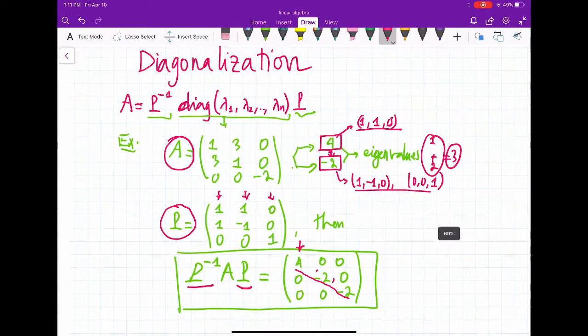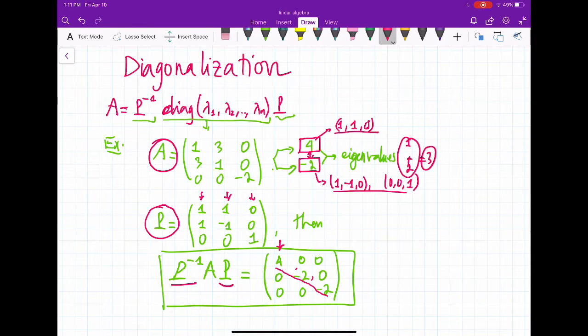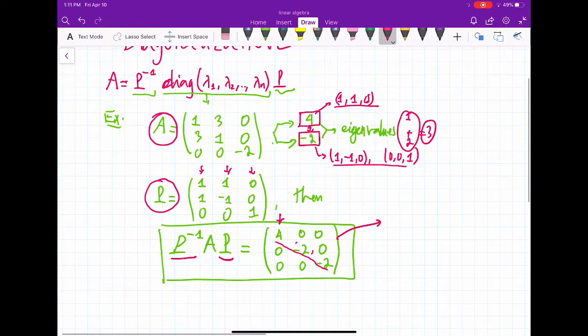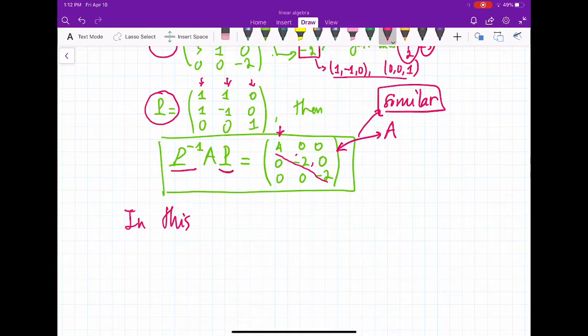And as we discussed last time, these two matrices, the diagonal one and A, are similar. Is it correct? And of course, they represent the same linear transformation in different bases. That is the most important thing. Two similar matrices represent the same linear transformation, but in different bases. In this case, A is called diagonalizable.